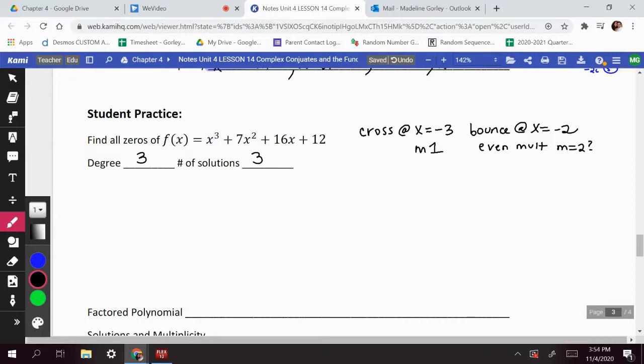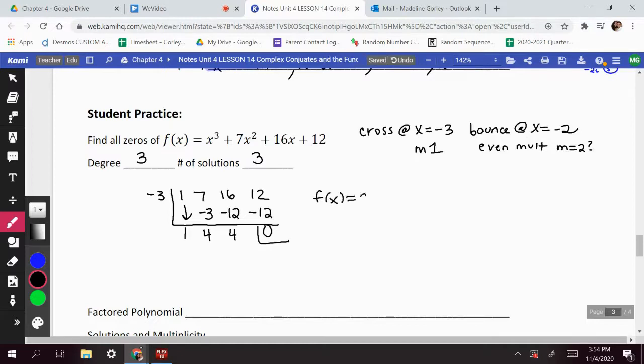Okay, I'm going to put the negative 3 outside. I have 1x cubed, 7x squared, 16x, and 12. 1 times negative 3 is negative 3. So that'd be 4. 4 times negative 3 is negative 12. That's going to be 4. And then 4 times negative 3 is negative 12. We get the remainder of 0 that we were expecting.